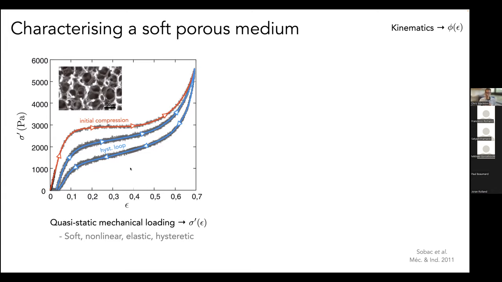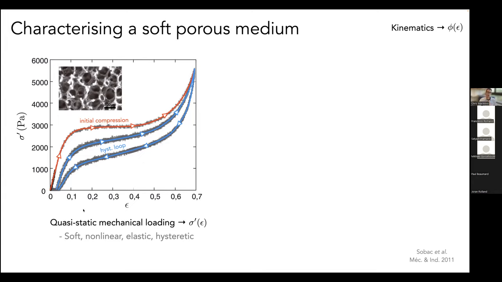And then there are a few things to note. First of all, the loading is quasi-static, meaning there's no dynamics here. It's purely just measuring the stress at a fixed strain with nothing else happening. The material is clearly quite soft. These stresses are a few kilopascals, which means this really is something like the sponge in your kitchen. That's the sort of material that we're talking about.